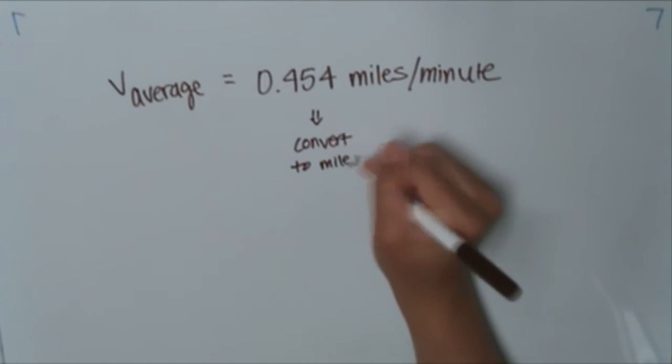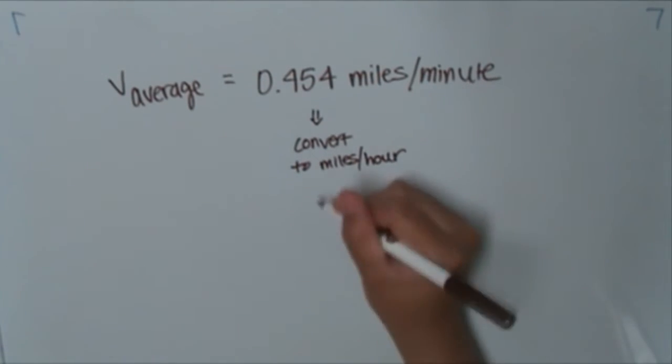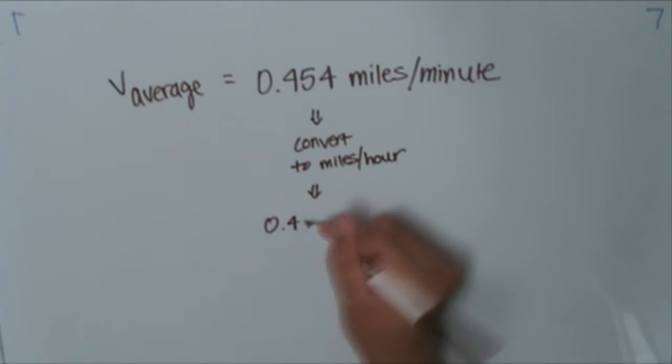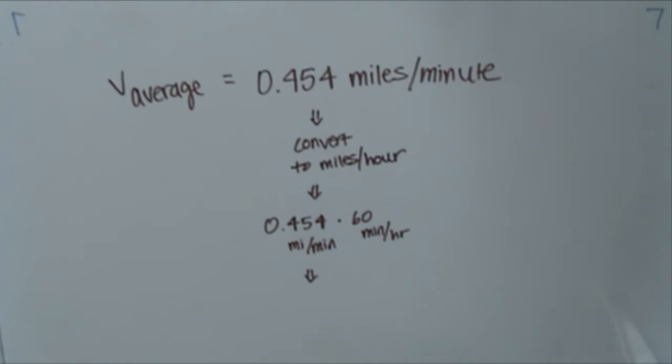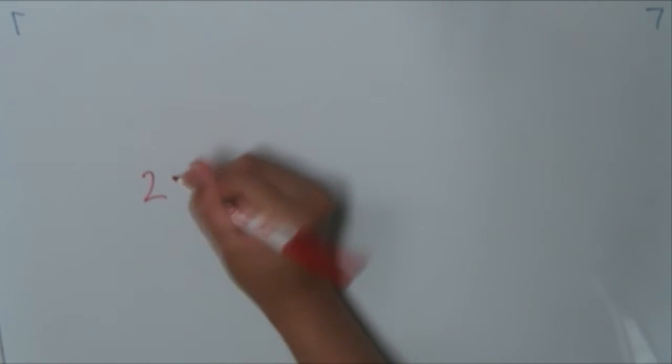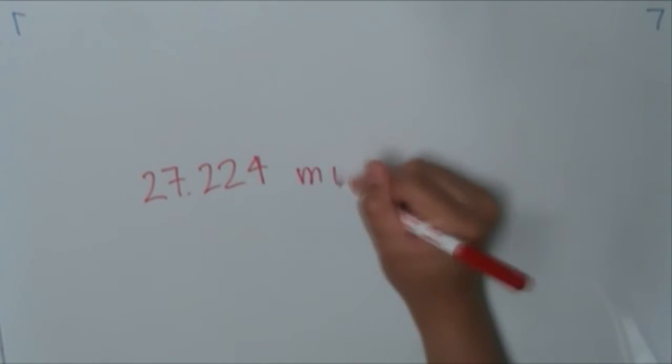This can be converted to miles per hour using dimensional analysis where 60 minutes equals 1 hour. Thus, Irene's average velocity is 0.454 miles per minute, which equals 27.224 miles per hour.